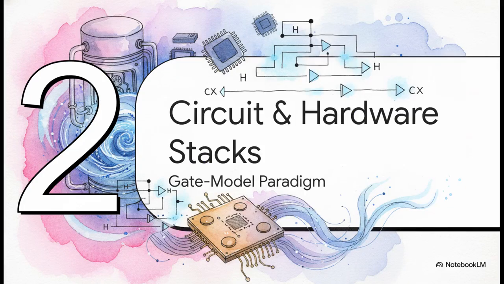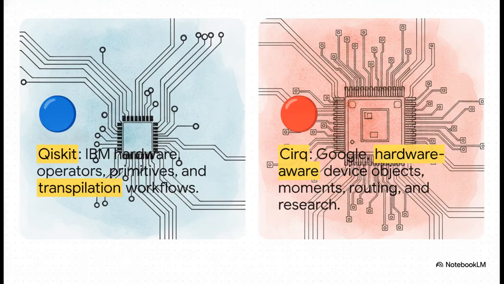Moving into section 2, circuit and hardware-aware stacks. This is the foundational gate model paradigm. And this brilliantly illustrates the massive philosophical differences between these ecosystems. On the left, we've got Qiskit, backed by IBM. Qiskit is arguably the strongest all-around choice out there today for gate model circuits. It's deeply integrated with IBM hardware, and it abstracts workflows beautifully through powerful primitives like the sampler and estimator. Plus, it features a highly advanced transpilation pipeline, which actually rewrites your input circuits to perfectly match the target device's topology. On the right, though, we have Cirq from Google Quantum AI.